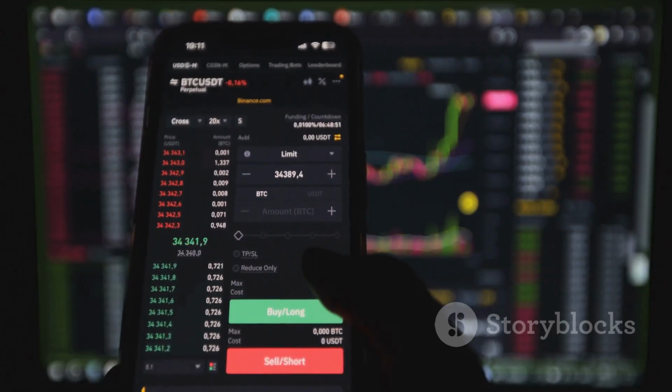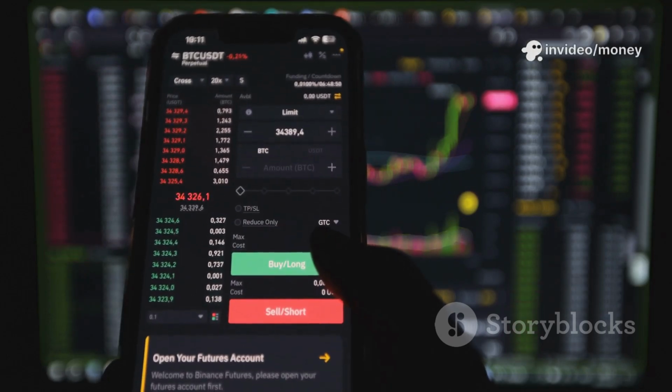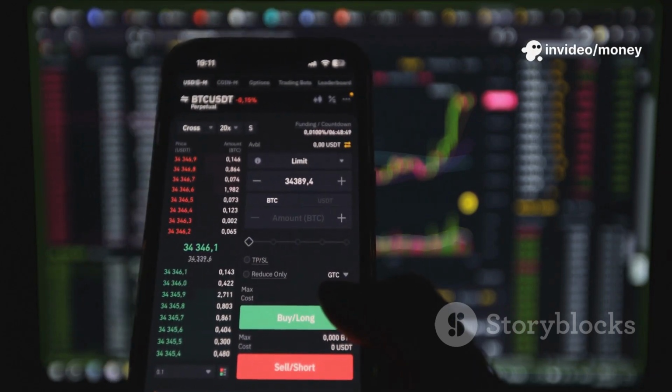Understanding these terms is like learning the alphabet. Once you know them, you can start reading and forming meaningful insights from the option chain.